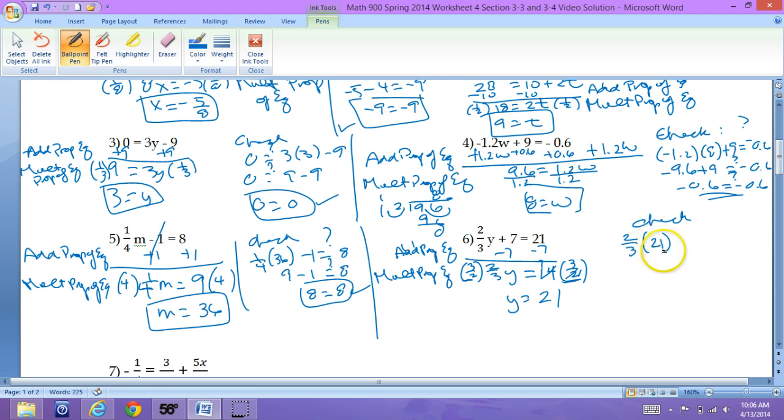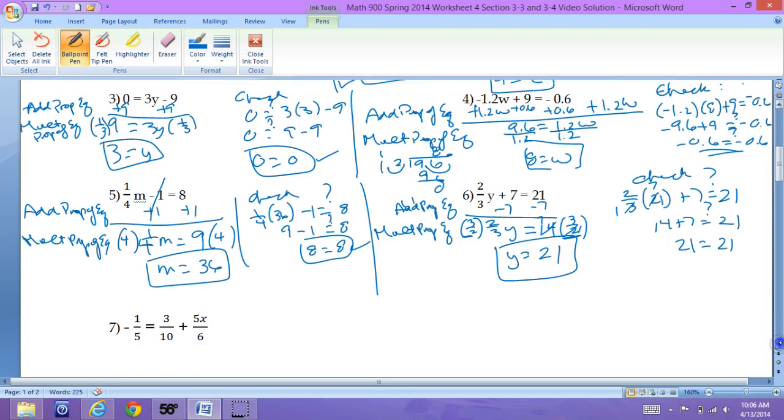2/3 times 21 plus 7 equals 21, and we're asking ourselves if that's true. Notice that 3 goes into 3 once, 3 goes into 21 7 times, so 2 times 7 is 14, and we're still not done even here because you haven't proved to me that something equals 21. Now you've proven to me that 21 equals 21. So the answer, it's interesting that the checking is also the same numbers as the answer.